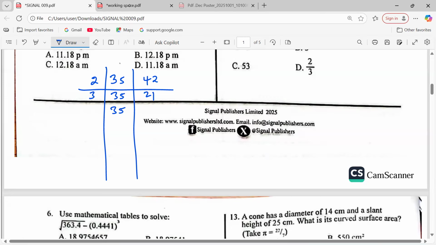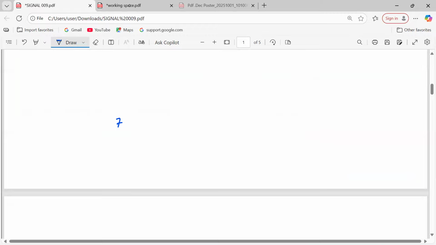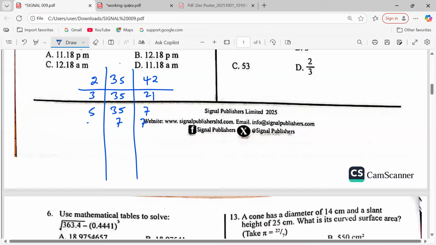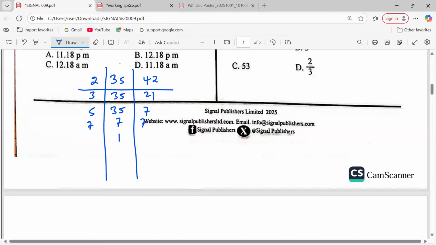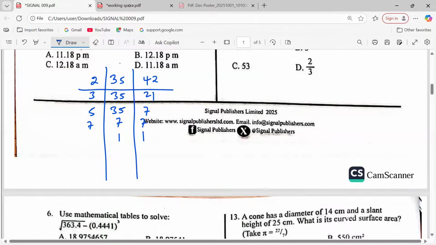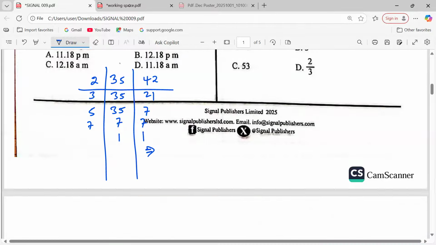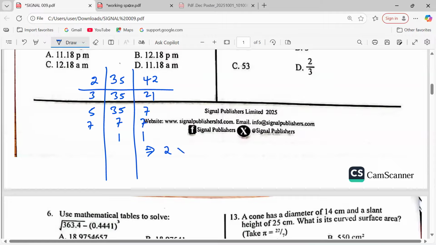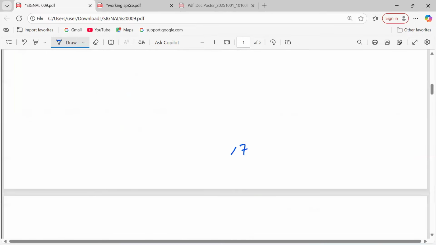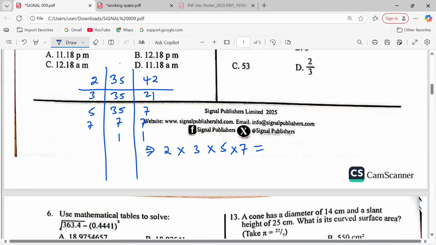35 is not a multiple of 3, but 21 is. It gives us a 7. The next one should be 5, so that we get 7. This one remains 7. And now by 7, so that we get 1, 1. Therefore, we can see we have LCM of 2, 3, 5, 7. So we are looking for the interval that will be shared by both 35 and 42.